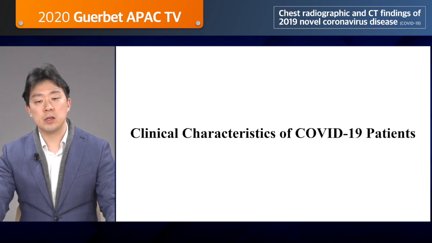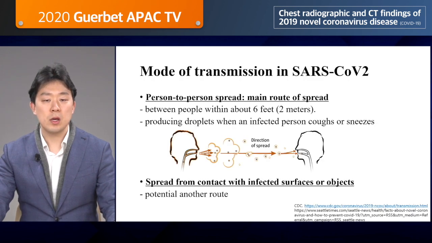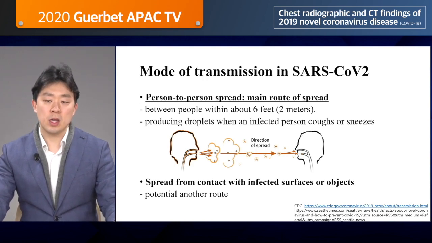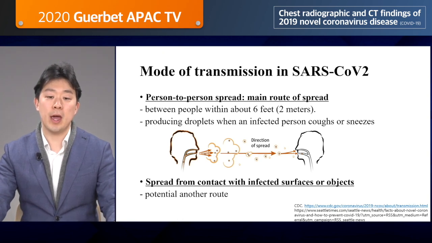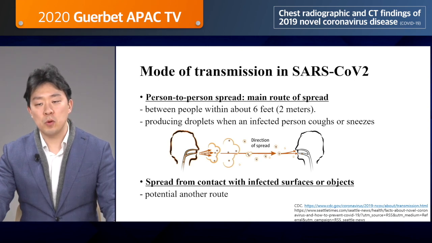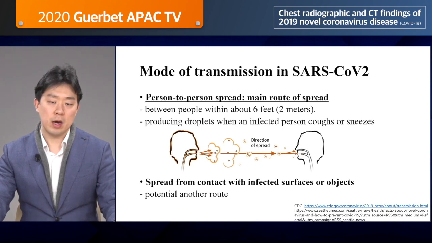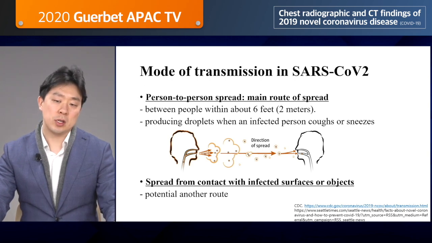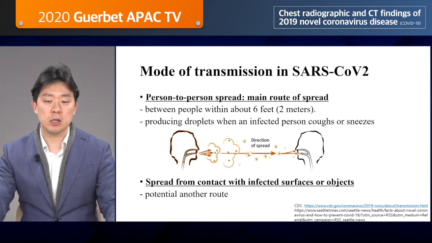Next, I will cover the clinical characteristics of COVID-19 patients. The main mode of COVID-19 transmission is through respiratory droplets and contact transmission. The US CDC recommends keeping at least 2 meters apart, yet in China, cases have been reported for transmission from up to 4.5 meters. Airborne transmission may be possible in the context where aerosols are generated, such as endotracheal intubation or bronchoscopy.